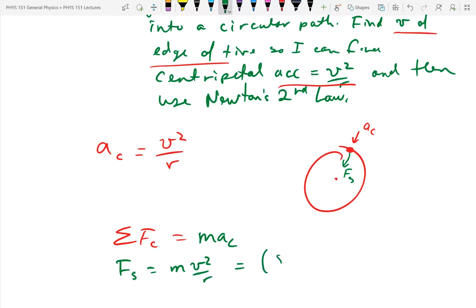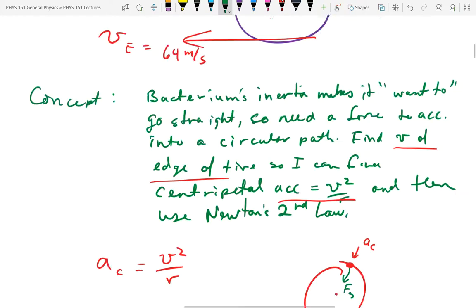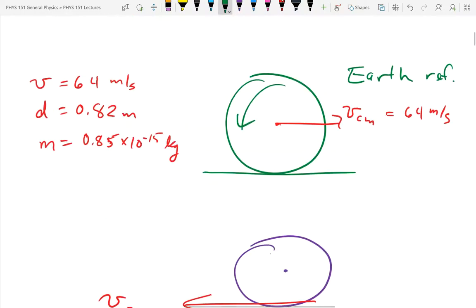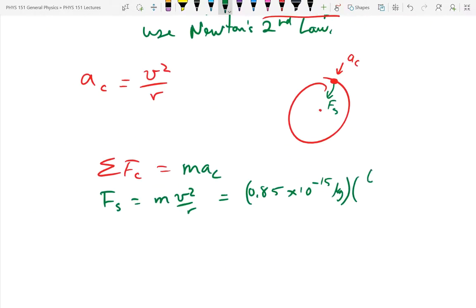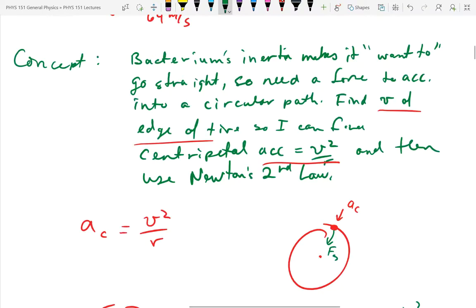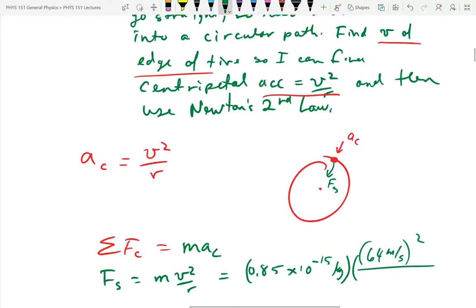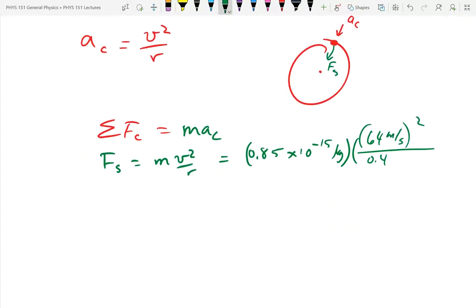And so then I put in my numbers. 0.85, yeah, times 10 to the minus 15 kilograms. What's the 0.85? That was the mass of the bacterium for her problem, because you're probably going to have a different number for yourself. And then my speed is 64 meters per second, quantity squared, divided by the radius. The diameter here is 0.82, so the radius is 0.82 over 2, or 0.41. And then I put it in the calculator and I get my answer.